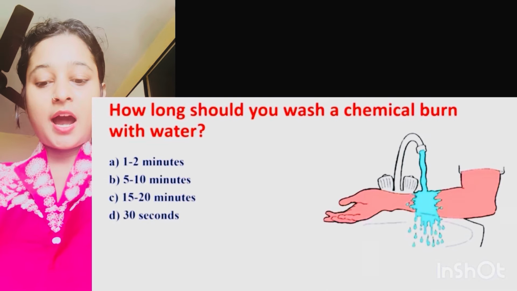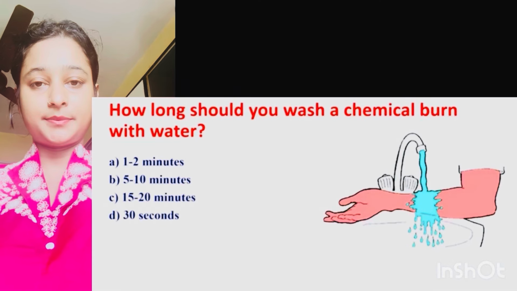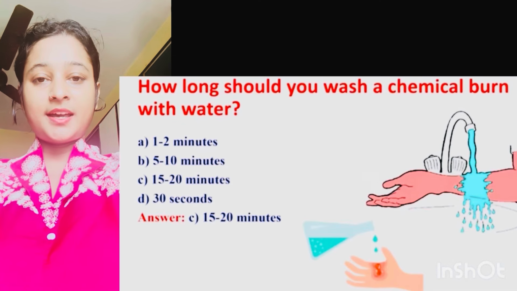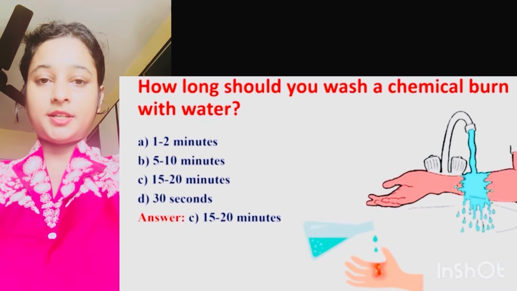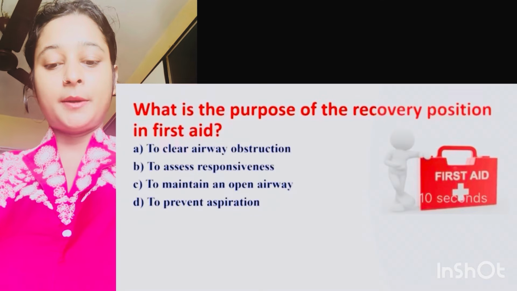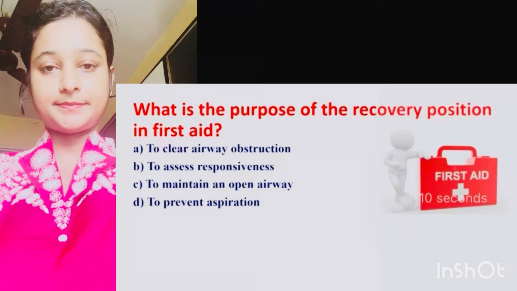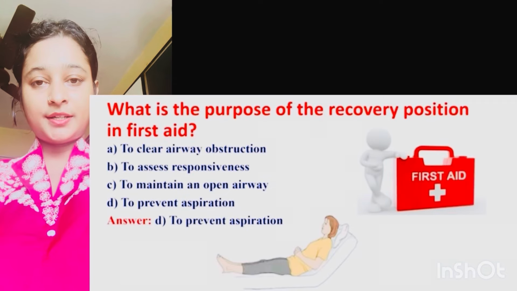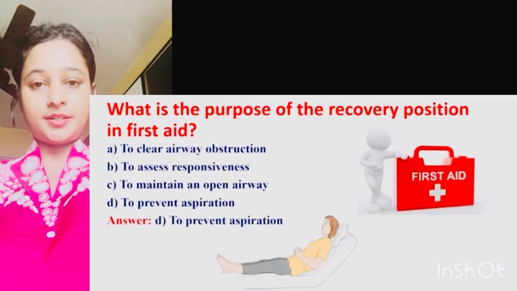Next question, how long should you wash a chemical burn with water? Here, correct option is option C, 15 to 20 minutes. Next question, what is the purpose of the recovery position in first aid? Here, correct option is option D, to prevent aspiration.